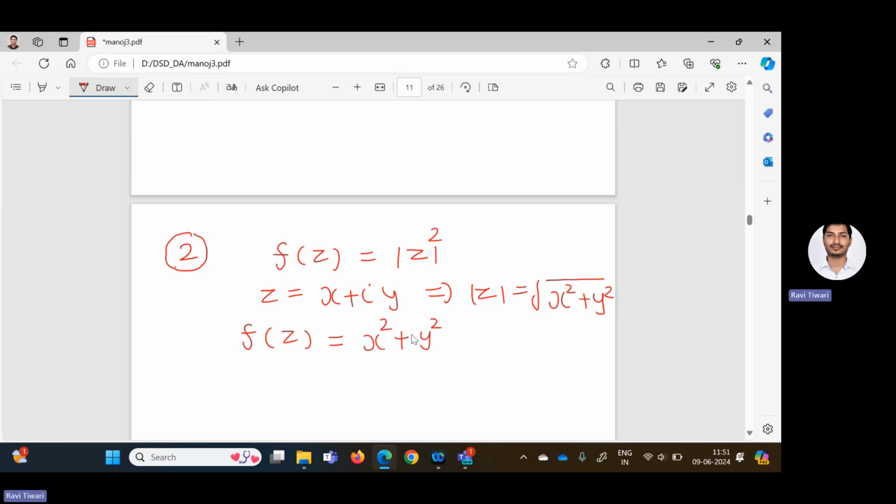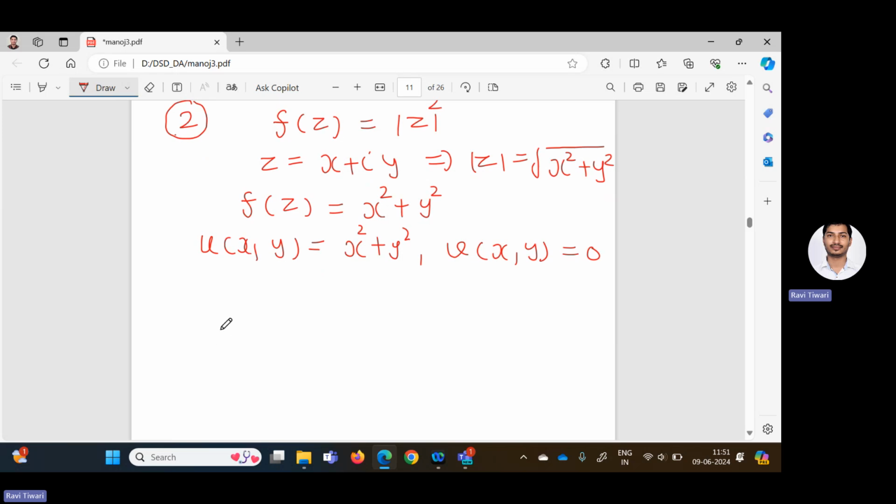Here I have not specified any point, so we can check for a general point. If I ask you what is the real part of this function, simply you can answer: the real part u of xy is x square plus y square. And the imaginary part v of xy is, because this function does not contain any imaginary number, 0.